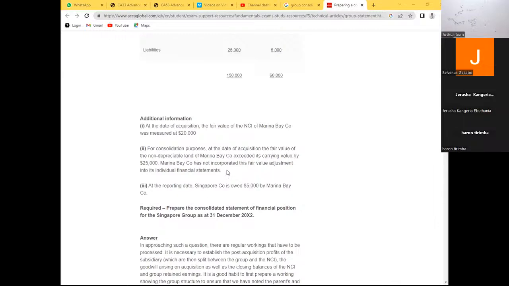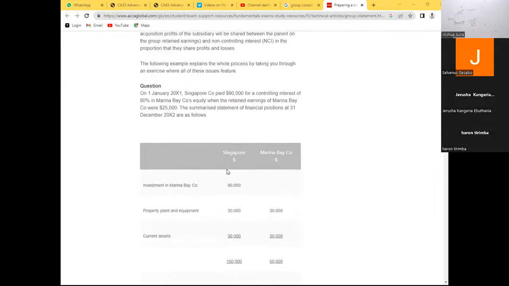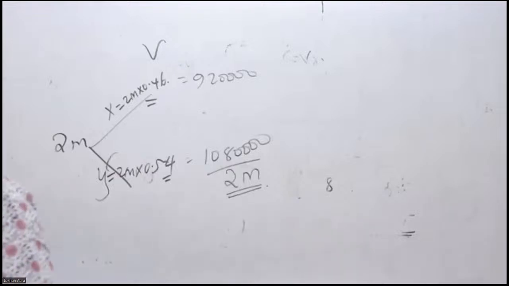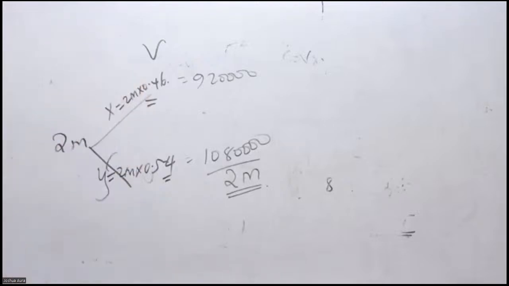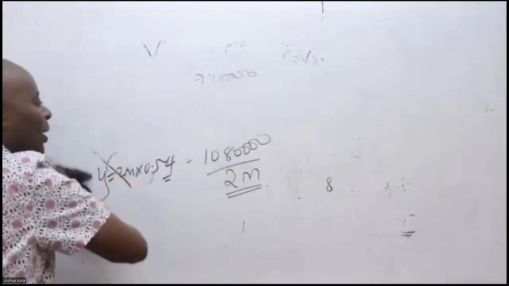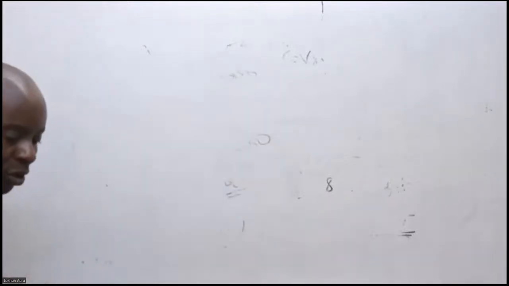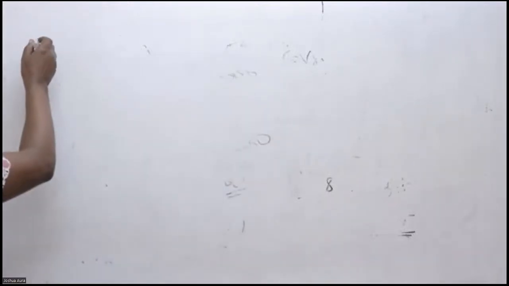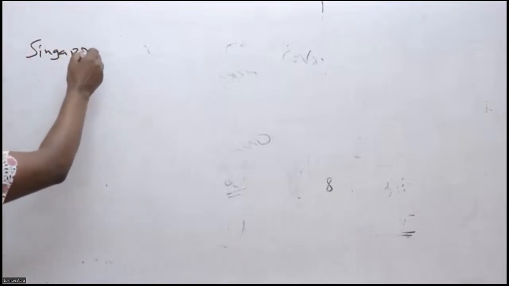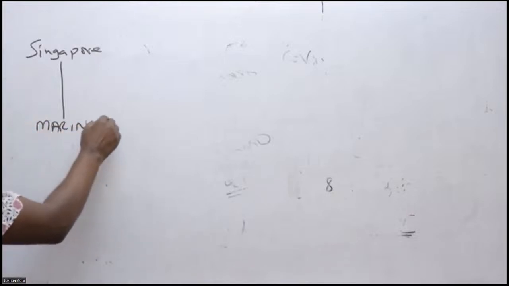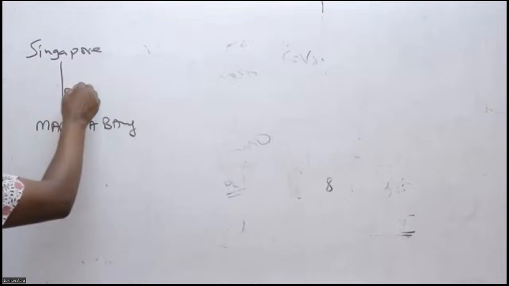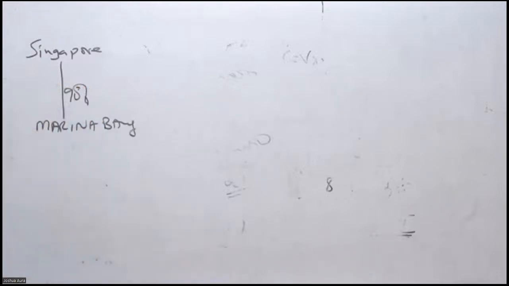If I'm given this kind of question, a group question, where do I start from? Ladies and gentlemen, what I will do is come straight away and mark my group structure. I have a company called Singapore, which in this case has bought a company called Marina Bay, and they have bought 90% of the shares of Marina Bay.